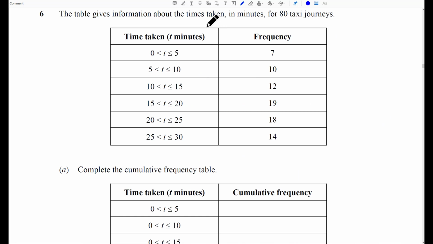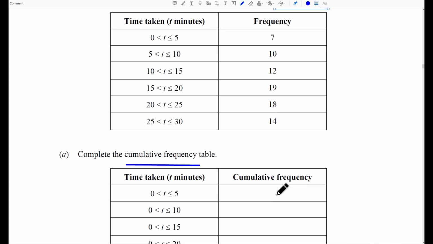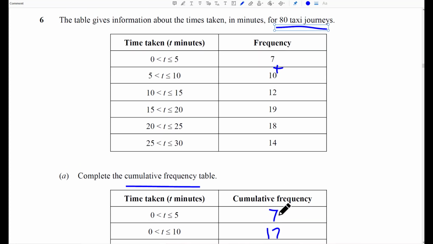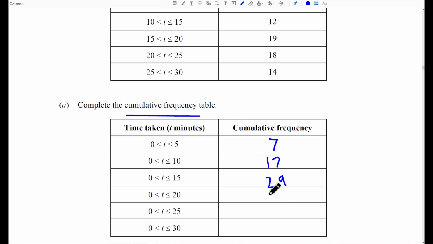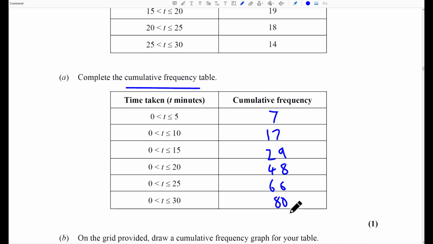So we've got some information about a time taken for 80 taxi journeys. Keyword cumulative frequency. So from 0 to 5, the answer is 7. So from 0 to 10, we add those two numbers. 17. We should get a total of 80 at the end. So what's 17 add 12 now, because it's 0 to 15. That's 29. 48. 66 and 80. That should be your 1 mark in your pocket.